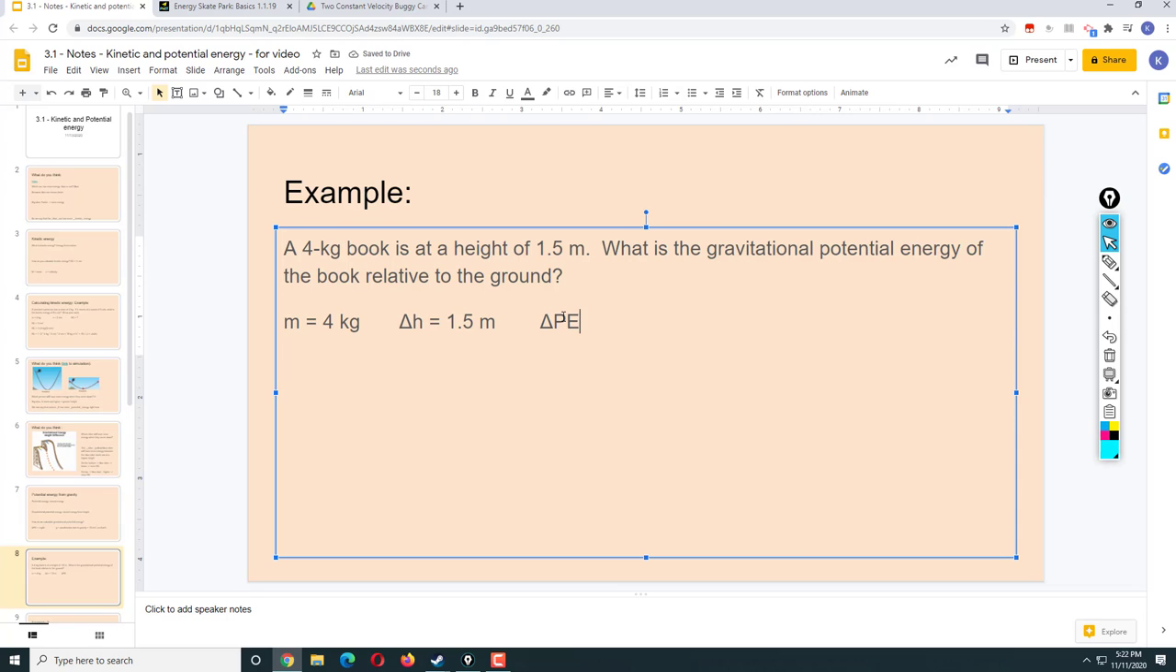So if the book falls to the ground, how much will potential energy change? Delta means change. This is really one thing, delta h. So that's going to equal 4 times gravity, 10, times 1.5, which is about 60. So the change in potential energy would be 60 joules if it falls to the ground.